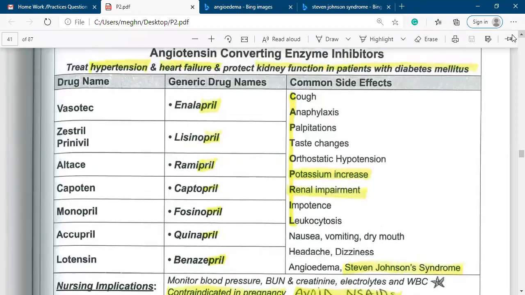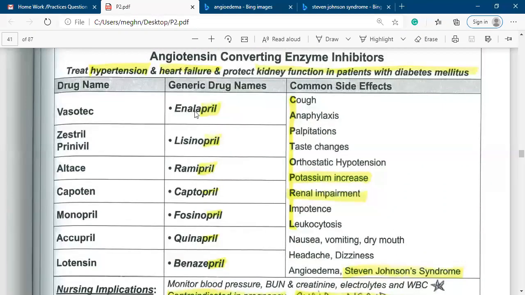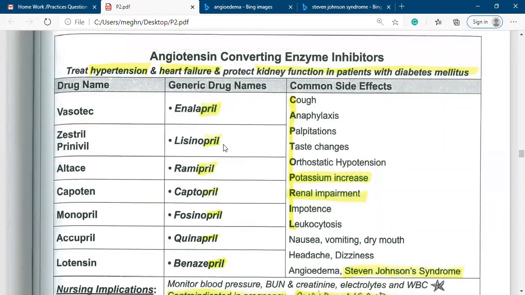So these are captopril, enalapril, lisinopril, ramipril, benazepril, fosinopril. These are all the drugs in the list ending in pril, but captopril can help you to remember all of these side effects. How?